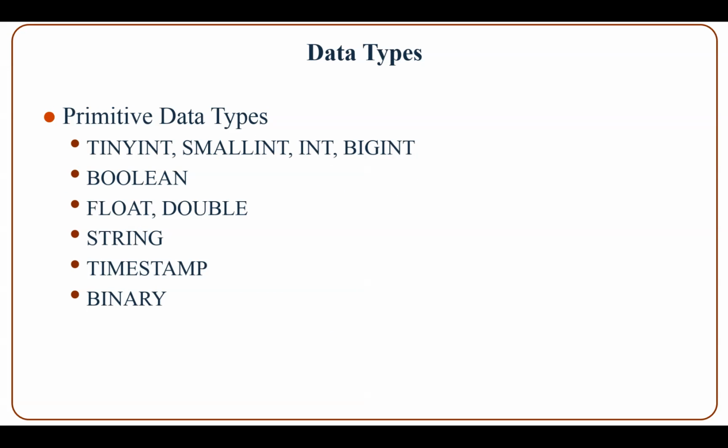So when you specify the schema for the data, like the field name and the data type of the field, there are primitive data types such as tinyint, smallint, integer, and bigint, and boolean like true, false, float, double, string, timestamp, and binary.